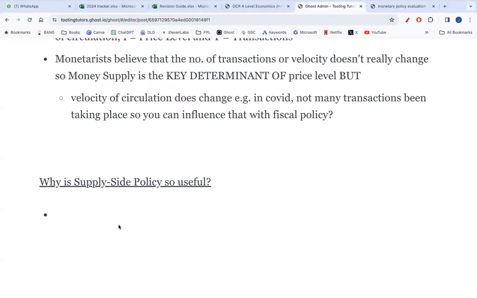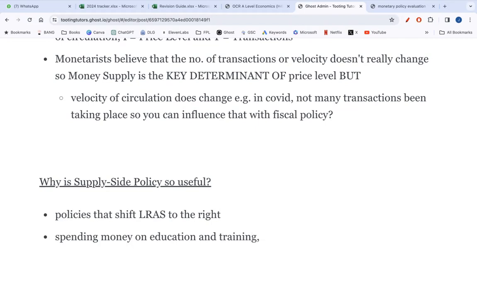Okay, so supply side policy is policies that shift LRAS to the right. That can include spending money on education and training. It could include spending money on infrastructure. Infrastructure, I mean better roads, better airports, better trains, transport, stuff like that. Or a battery power station, if that's built new, then that's new infrastructure, right?